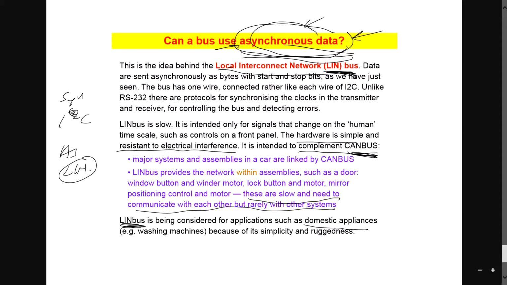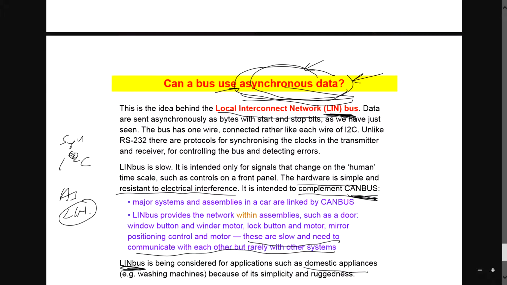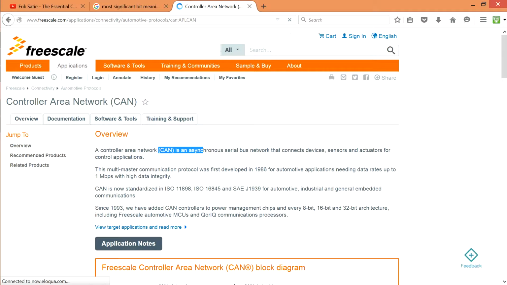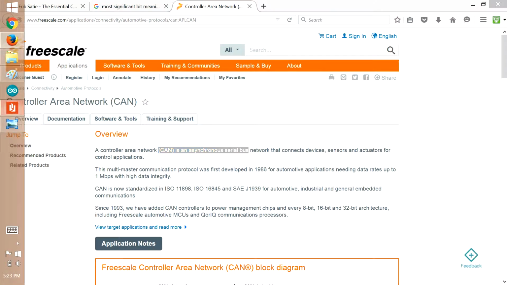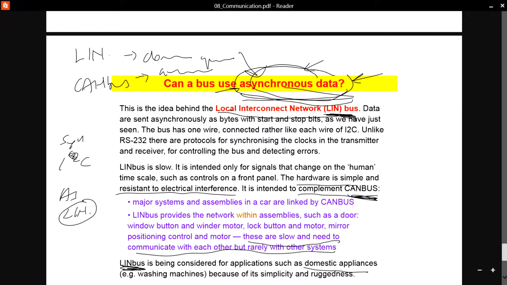Alright, so these are the things that you need to know. For the asynchronous data bus, straight away you think of LINBUS, and it's for domestic purposes or domestic appliances. If it's CAN bus, then you will talk about automotive stuff. Likewise, the CAN bus is also an asynchronous serial bus, but it is used for automotive.